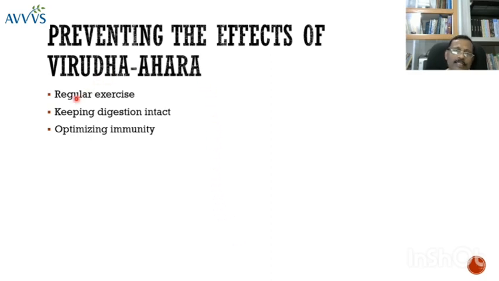And for preventing the effects of Viruddhahara, if at all you are consuming some sort of Viruddha, because it is very difficult to identify Viruddhahara in our day-to-day life. Some of them are very much identifiable, but not all, because we don't know how these ingredients interact with one another. So to avoid the ill effects of Viruddhahara, three main things are there: regular exercise, keeping digestion intact, and optimizing your immunity. These are the three methods with which we can prevent the complications of Viruddhahara.